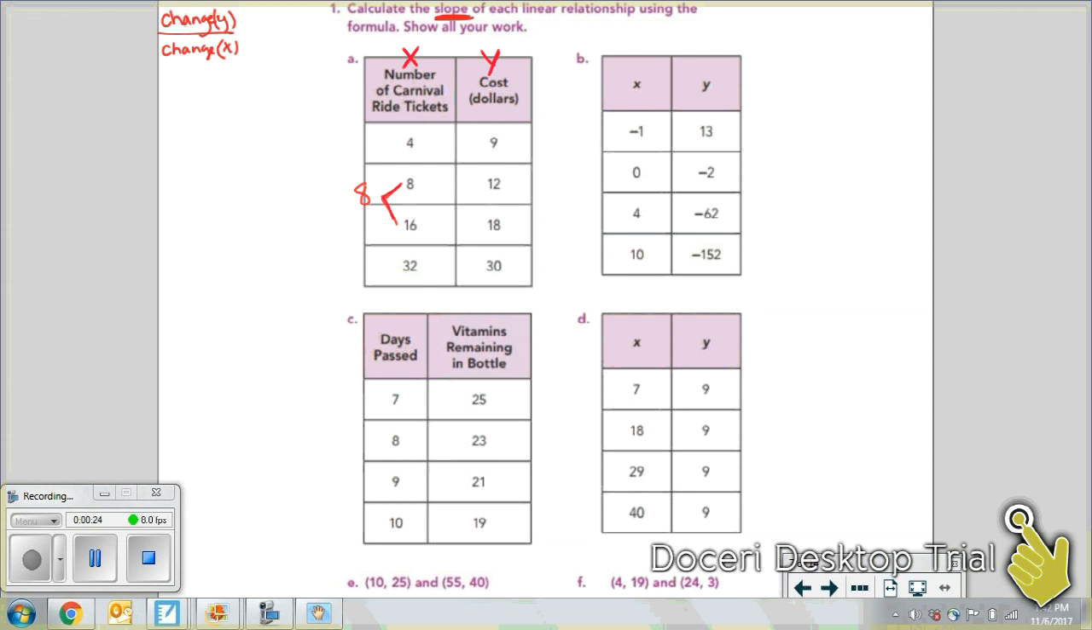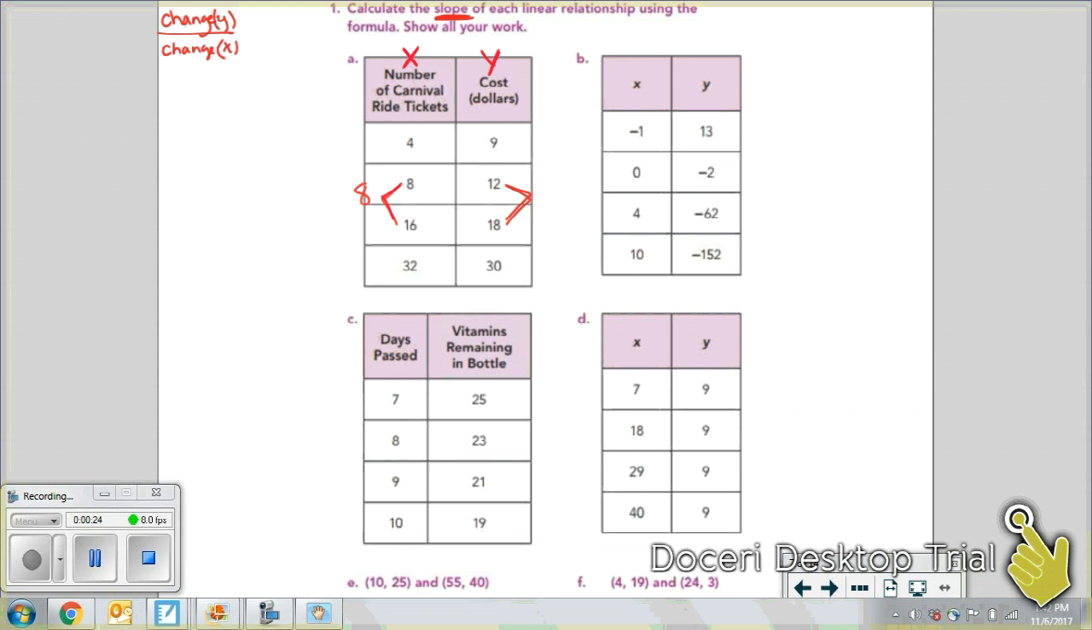Remember, I need to use the exact same numbers across from 16 and 8. So I'm going to use 18 and 12. So I need to find that difference. So I'm going to subtract 18 minus 12. So you're subtracting 18 minus 12, and on 3, we're all going to say what 18 minus 12 is.